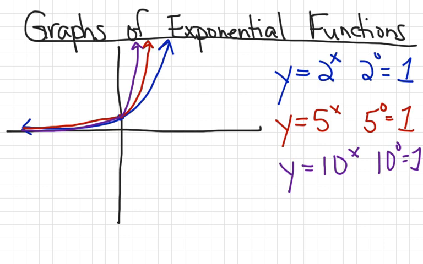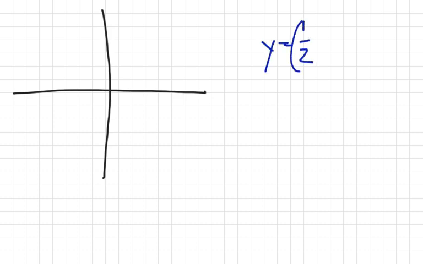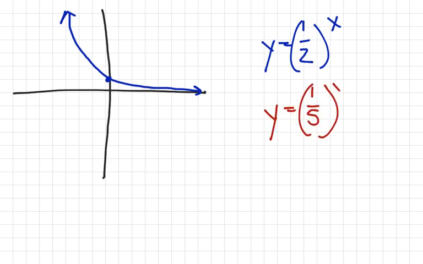All right, let's do this again, except I'm going to change the bases a little bit. This time I'm going to look at y equals 1/2 to the x. The graph of y equals 1/2 to the x is going to look something like this. It still has a horizontal asymptote of the x-axis. It still passes through 0, 1. That's kind of interesting.